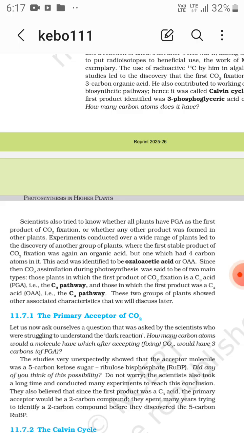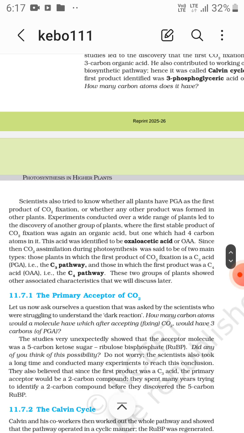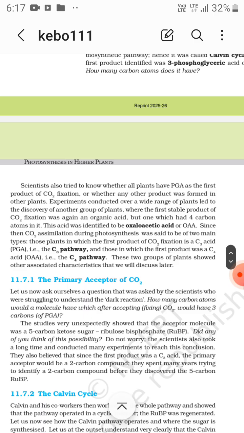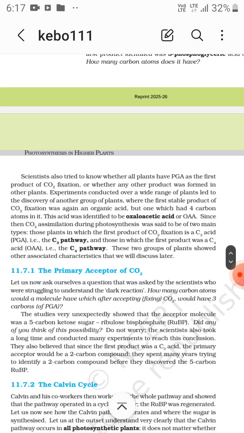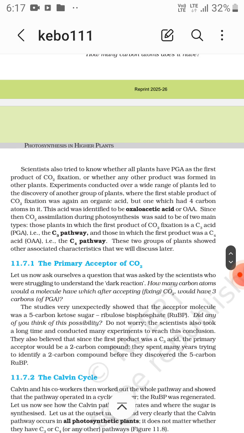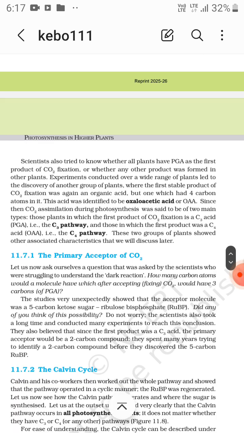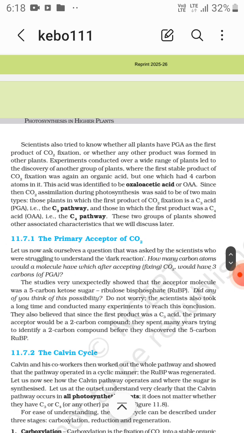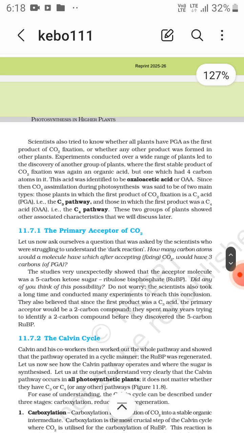The first stable product of CO2 fixation was again an organic compound, but one which had 4 carbon atoms in it. So in C3 it was a 3-carbon first product, but now it has 4 carbon atoms. This acid was identified to be oxaloacetic acid, or OAA. Since then CO2 assimilation during photosynthesis was said to be of two main types: those plants in which the first product of CO2 fixation is a C3 acid, that is PGA, the C3 pathway, and those in which the first product was a C4 acid, that is OAA, oxaloacetic acid, the C4 plants. These two groups of plants showed other associated characters that will be discussed later.